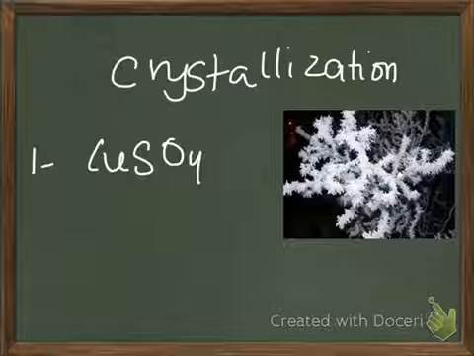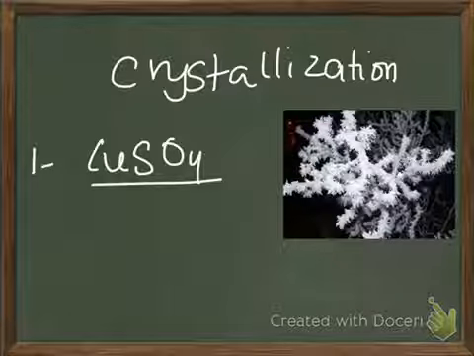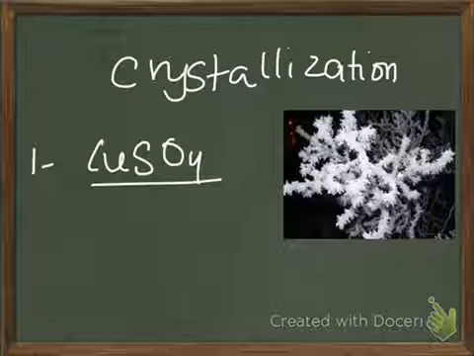After a few days, you will see that there are crystals of copper sulfate in the china dish. This time the crystals are pure. In this way, we can obtain crystals of any impure substance. Therefore, in this video we learned about what is crystallization, filtration, sedimentation and decantation.